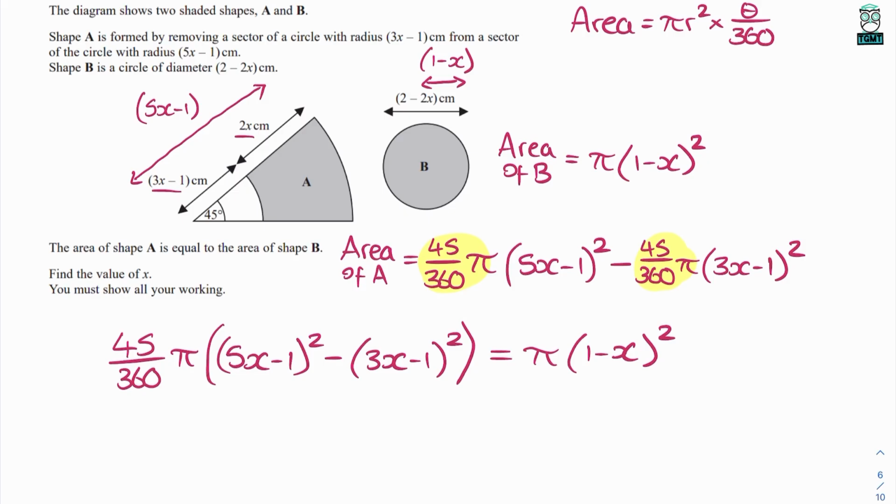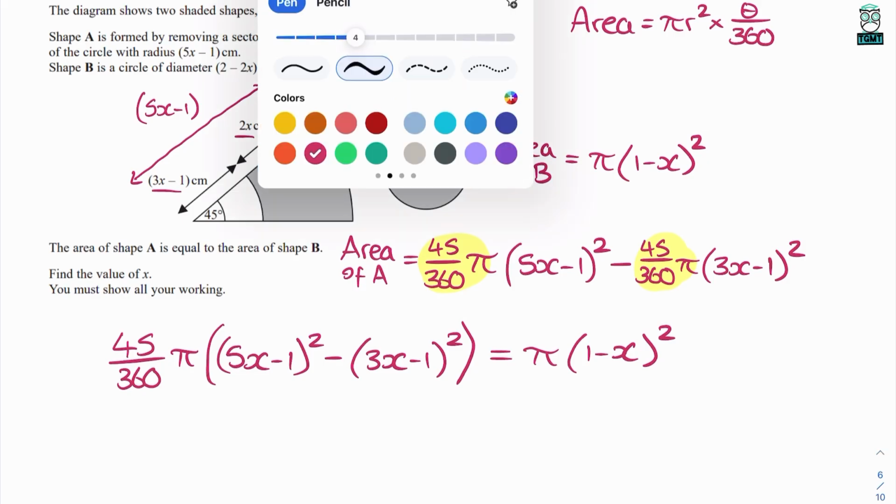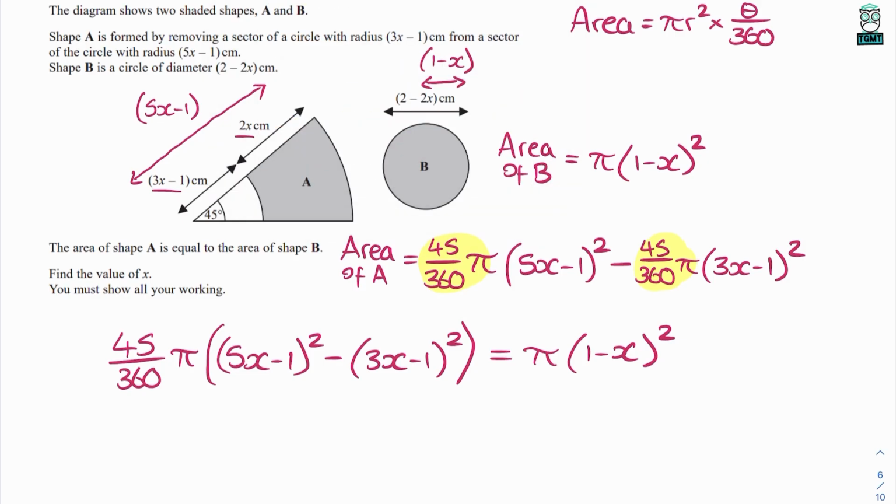Now, the first thing that stands out to me is that we have an equation with pi on both sides. So we could actually divide both sides by pi, which would eliminate the pi from either side, and that just takes the pi problem out of this question. Obviously, without a calculator, we don't really want to be dealing with pi in these sorts of equations.